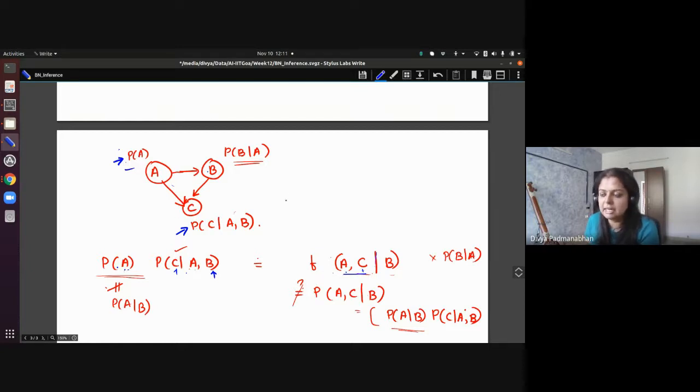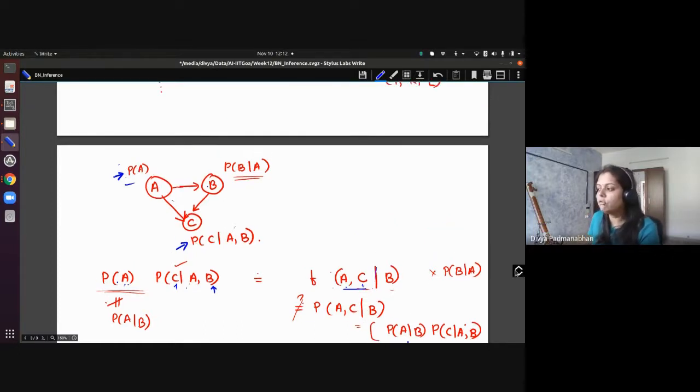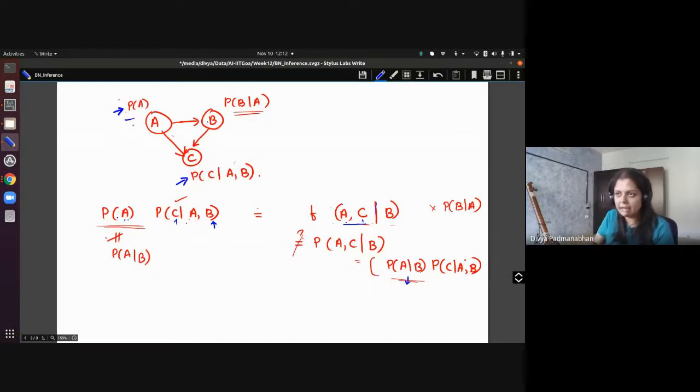For this network, if you wanted P of AC given B, you would need to use the chain rule: P of A given B times P of C given AB. Now, P of A given B is not necessarily equal to P of A in this graph, because A and B can have some dependence relationships. So in this case, this factor is just an intermediate value computed, and it's not necessarily equal to P of AC given B.